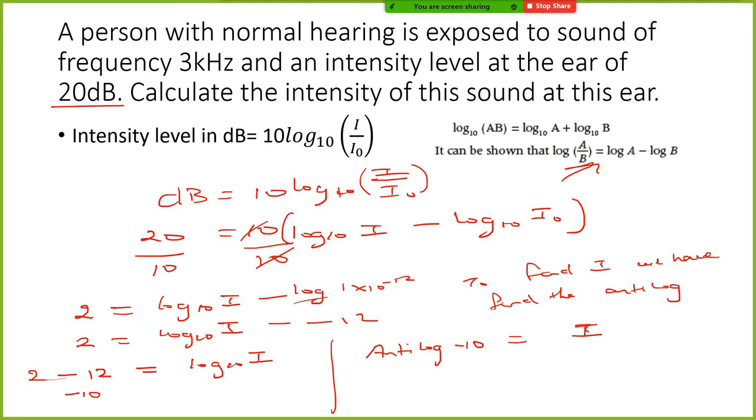What do you call anti-log? Say it again. So what's the answer you got? The answer... Yo, I got it. It's supposed to be 1 times 10 to the minus something. Let me know what you got. It's supposed to be either 1 times 10 to the... Let me just do it again.